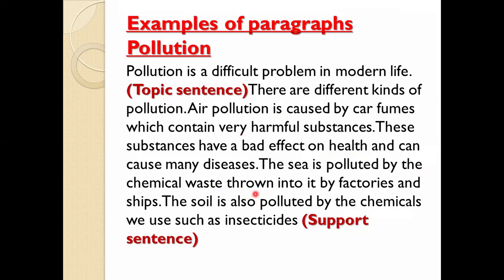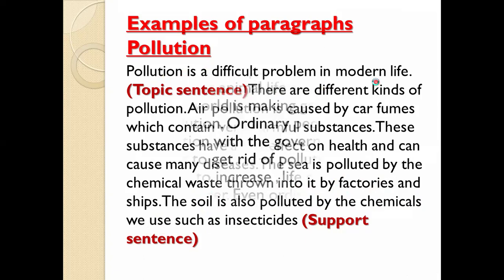It's bad for us. But why? Because this makes the sea polluted and the sea creatures die in the water. So the sea is polluted by the chemical waste thrown into it by factories and ships. The soil is also polluted by what? By the chemicals we use, such as insecticides. This is a support sentence because it gives us details about the topic, which is that pollution is a difficult problem in modern life.